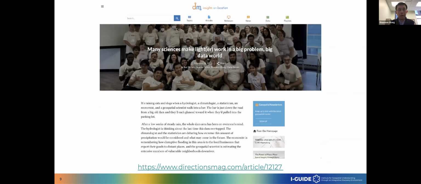So there's a recent article published on Directions magazine. The link is at the bottom of this slide. I would encourage you to read this article. This is a really simple way of expressing what iGuide does in terms of our convergence science, more than just what equations and academic terms we could use to share what we're doing. This is really easy to understand.